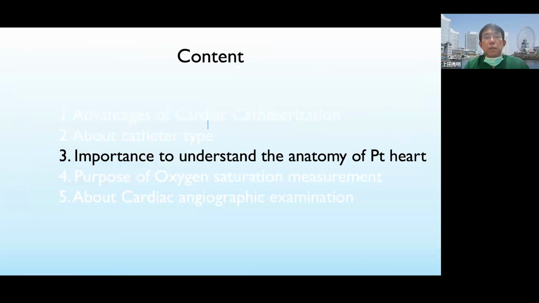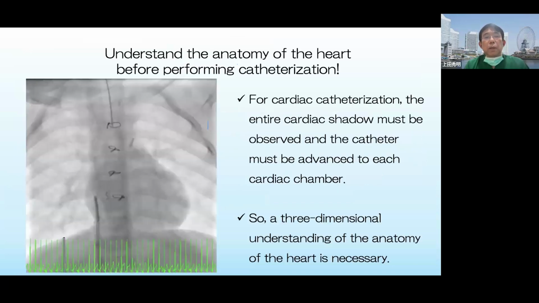So the next point is that it is important to understand the anatomy of the patient's heart. Because when we start the catheterization, we just see the cardiac silhouette from the X-ray. I think almost all patients should have an X-ray picture. So the entire cardiac shadow should be checked, and we should make a plan for how to advance to each cardiac chamber. So three-dimensional understanding of the anatomy is very important.